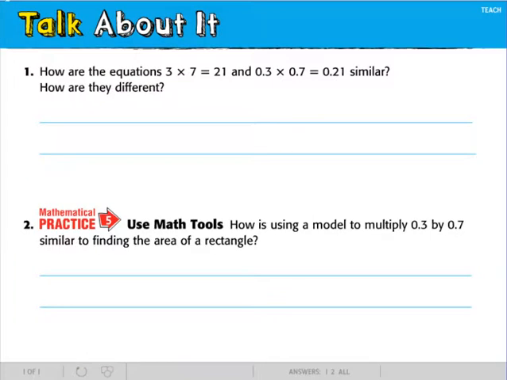Alright, so how are the equations 3 times 7 equals 21 and 3/10 times 7/10 equals 21 hundredths similar, and how are they different? Talk about it. Figure it out within your group. How are they the same? How are they different?